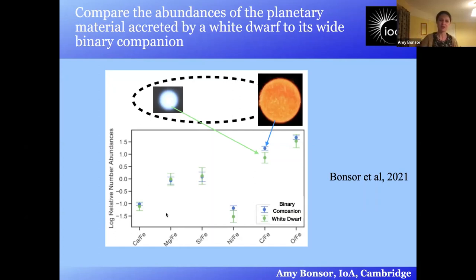So these are shown here in blue as compared to the white dwarf abundances in green. And we were able to show that actually this idea that planetary bodies do take on the abundances in refractory species of that initial cloud of planetary material is correct. Because the abundances here match very well in the refractories between both the wide binary companion and the white dwarf. And this is a comet, so actually even the volatiles, even the oxygen matches.